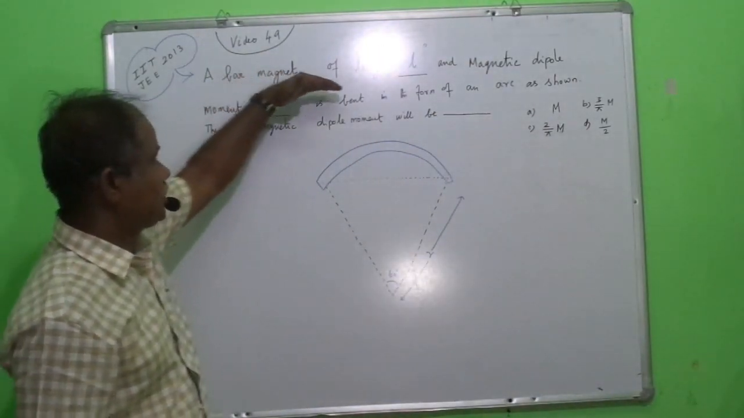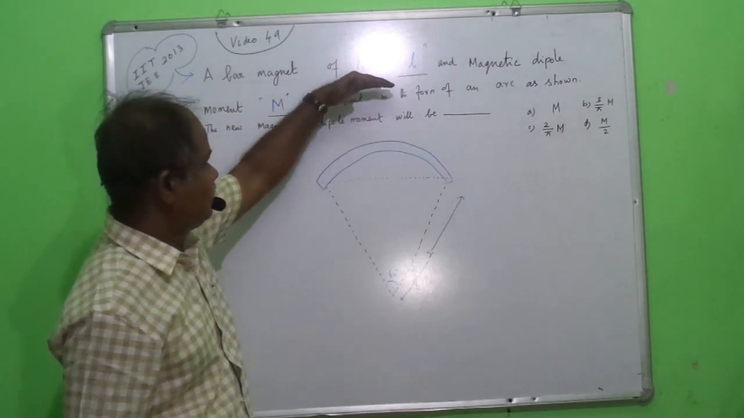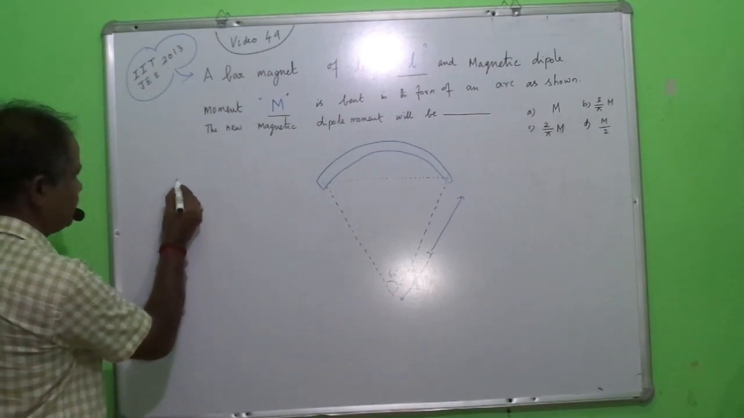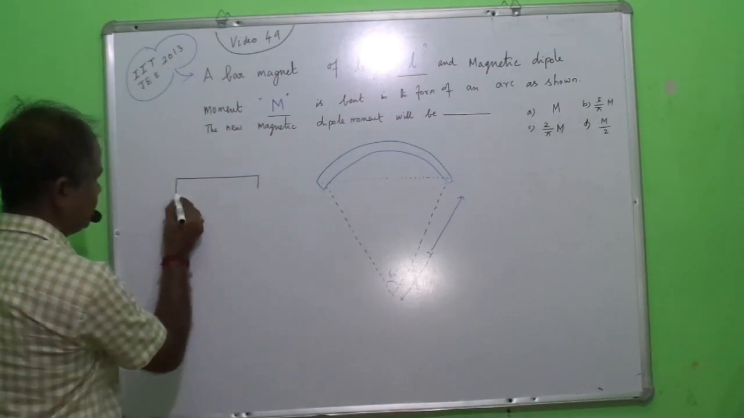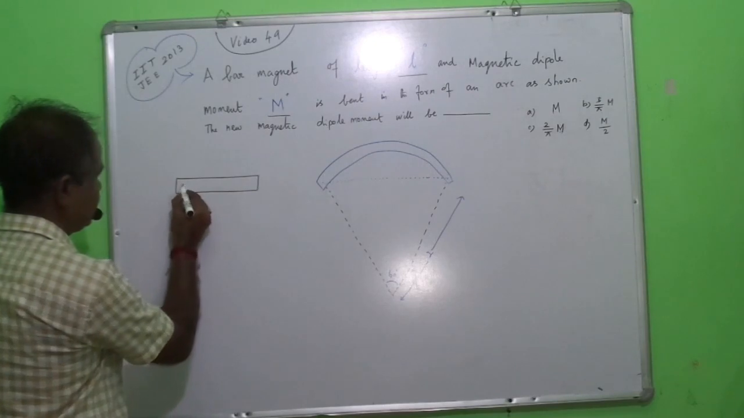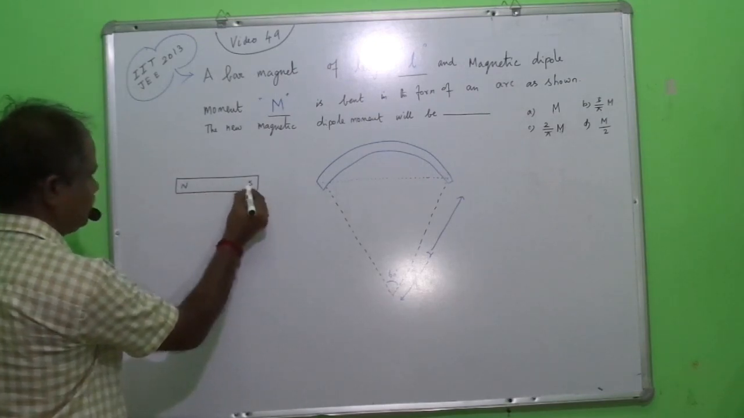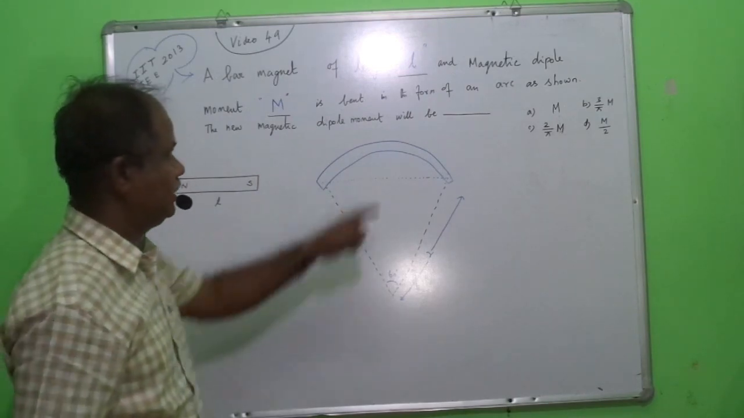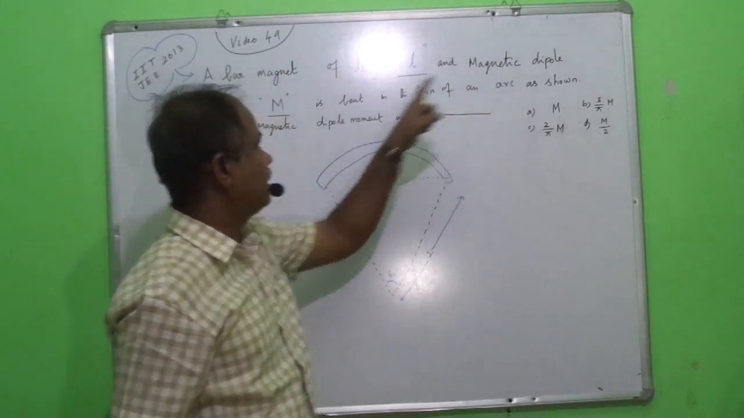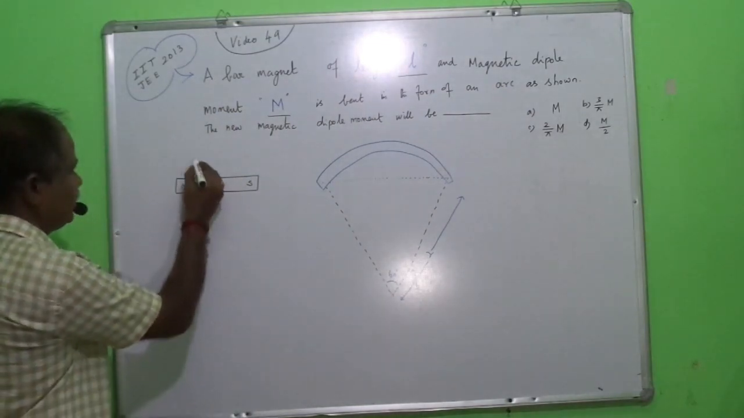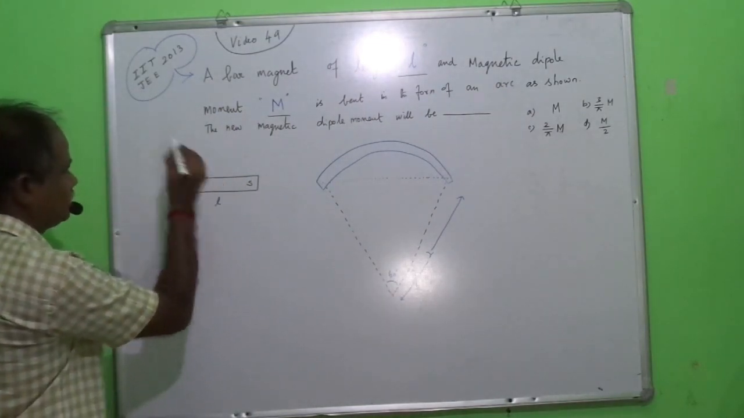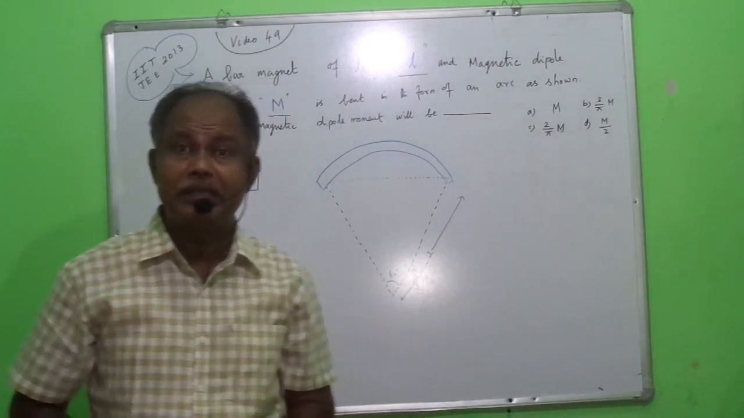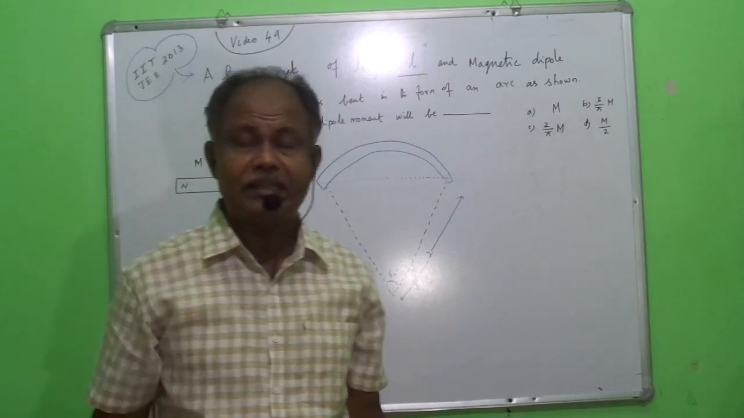A bar magnet of length L. Let us consider a bar magnet. A bar magnet has a north pole and a south pole, of length L. Dipole magnetic moment. What is dipole magnetic moment?